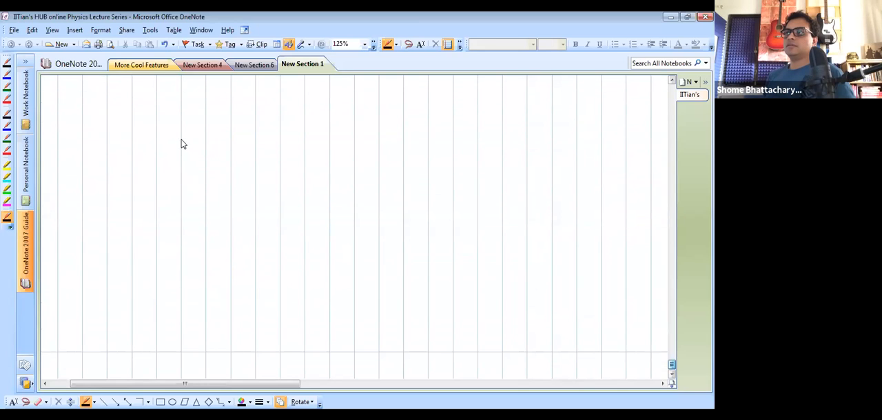As per definition, average speed is basically total displacement upon total time. Just hang on a second, guys. My whiteboard software is hanging up for whatever reason. So just give me a second here. Okay, I'll have to restart my whiteboard software.